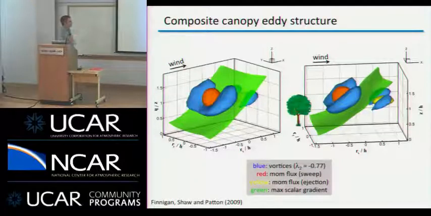The green line, remember, I don't concatenate on the microfront in any sense here. We're using just the pressure field, and naturally we find the sharpest gradient in the scalar right in between. The red is the sweep event, the yellow is the ejection event, and the blue is a visualization of a vortex core. It's using a lambda 2 analysis, looking at the second eigenvalue of the square of the symmetric and anti-symmetric portions of the velocity gradient tensor, if you really want to know.